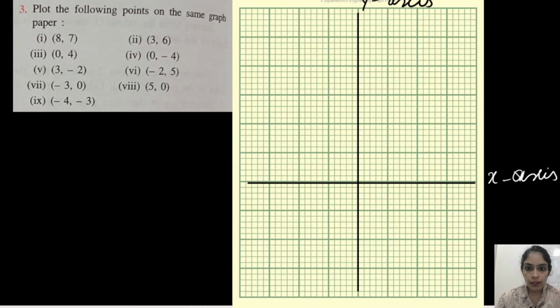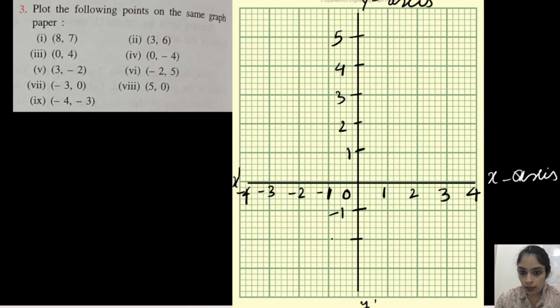Now I will mark the points. So at the point of intersection, this side I can write, this is also x-axis, so x dash we can write here, y dash we can write. So their point of intersection we can write as 0. So this is 1, this is 2, 3, 4, and -1, -2, -3, -4. So this side 1, 2, 3, 4, 5, and here -1, -2, -3, -4.